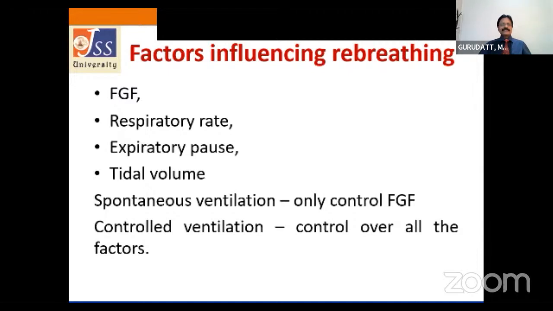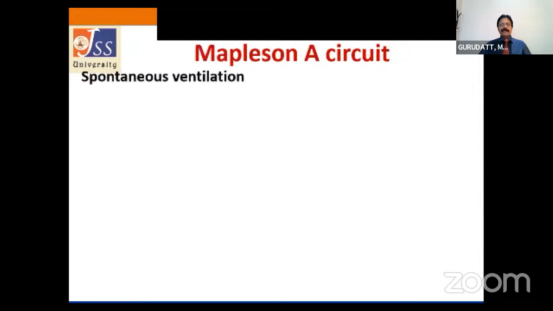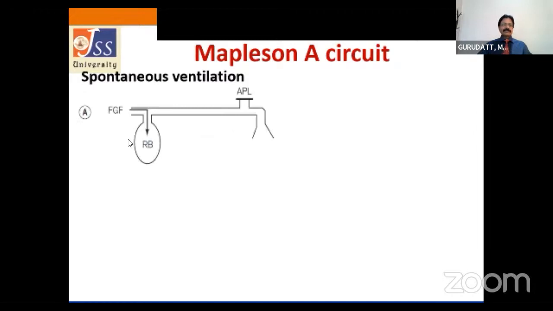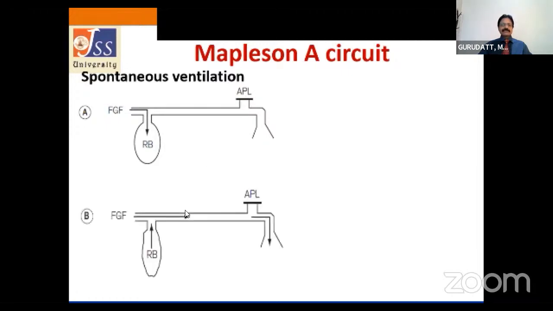Now coming to the functional analysis of the individual breathing circuit, let us discuss the Mapleson A circuit. Again, I told you that whenever we discuss, we always discuss what happens during spontaneous ventilation and what happens during controlled ventilation. So during spontaneous ventilation, the initial thing is we fill the whole system with the fresh gas flow, and the APL valve is always kept completely open. But what happens during inspiration, when the patient takes a breath, the expiratory valve will not open because the patient is creating a negative pressure. The patient can draw the fresh gas flow from the bag, so the bag collapses.